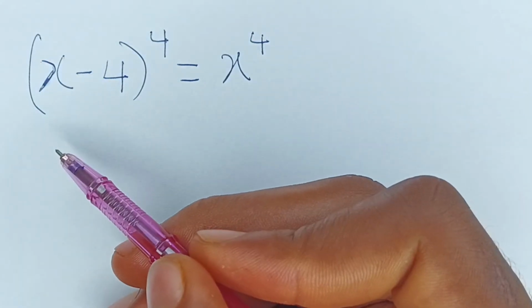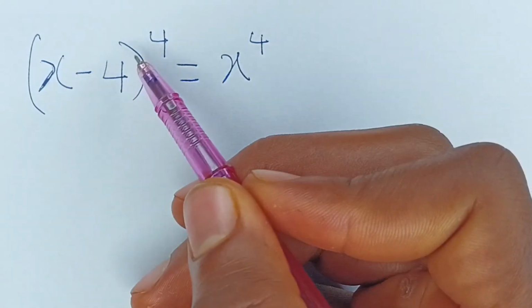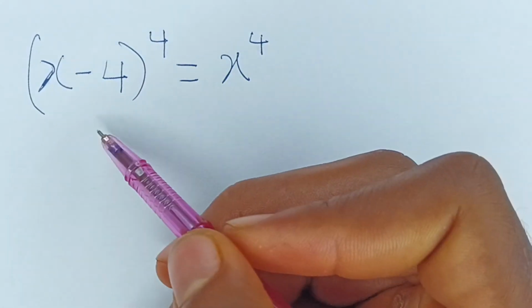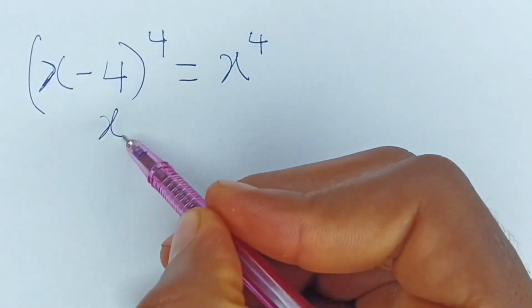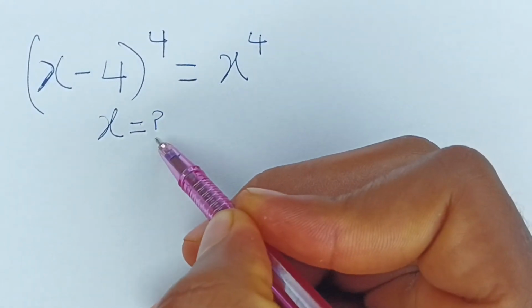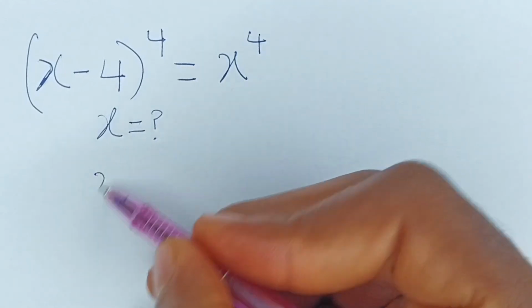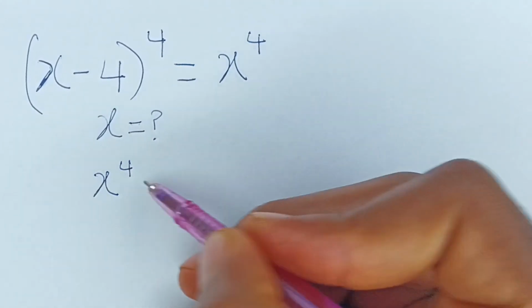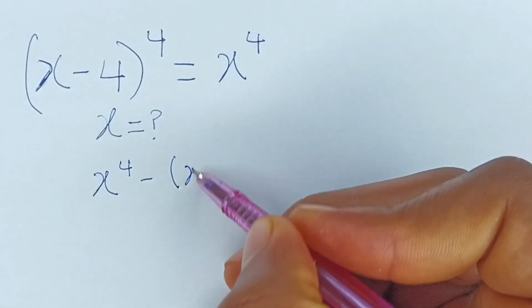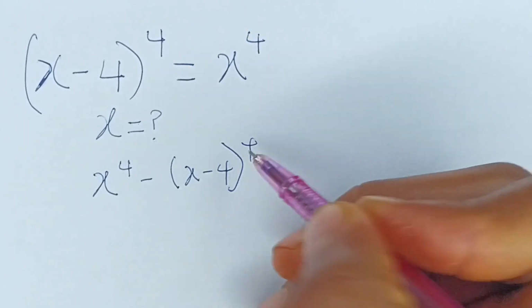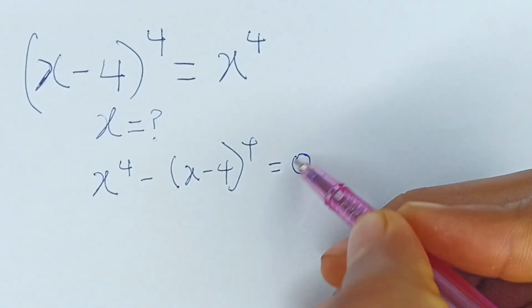Let's solve this together. It says (x − 4)^4 is equal to x^4. Let's solve for x, okay? Now the first thing to do here is that we can bring everything together to one side. So we can say x^4 minus (x − 4)^4 is equal to 0, okay?